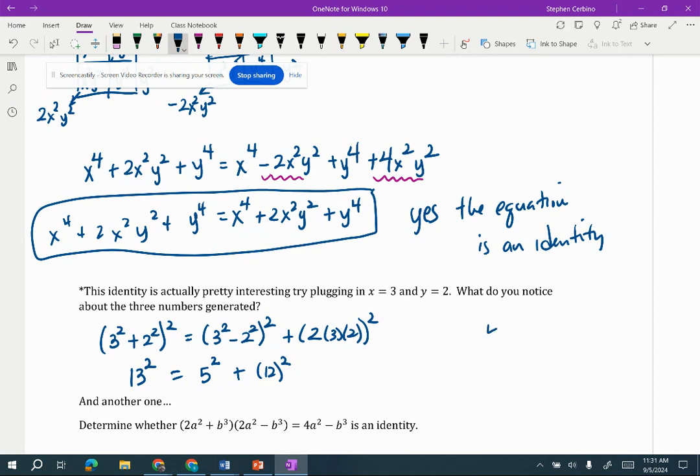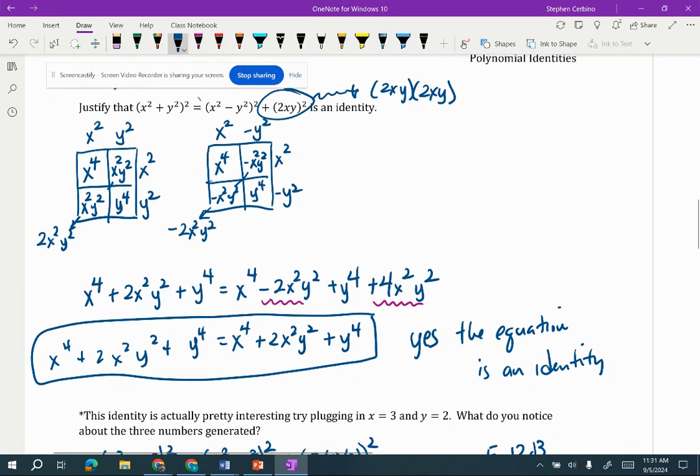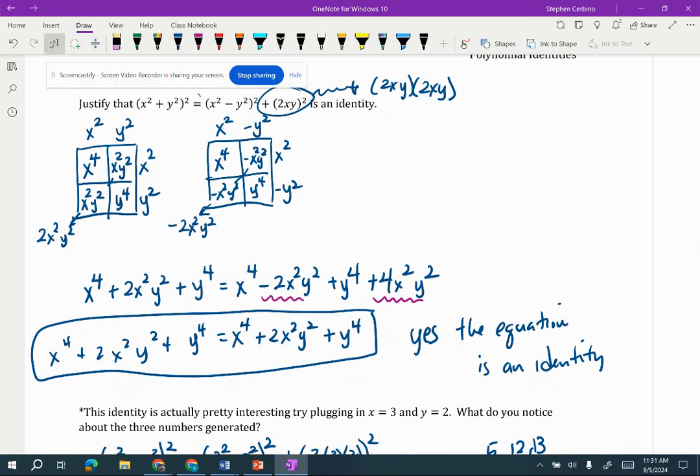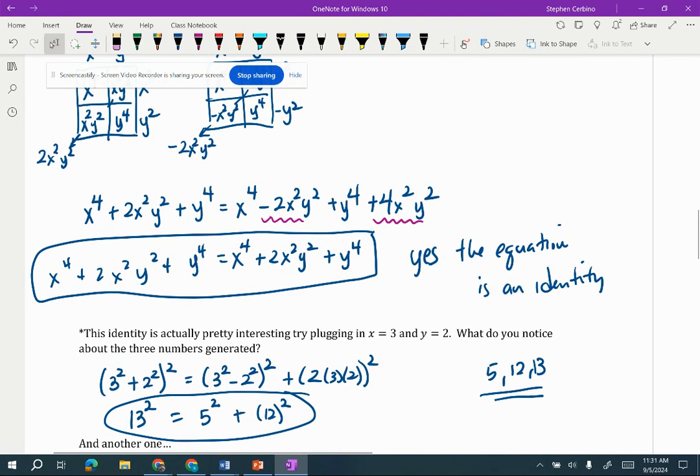Well, 5, 12, 13 is actually something that we call a Pythagorean triple, because this looks just like the Pythagorean theorem. So this identity actually helps us find some of the Pythagorean triples that are numbers that work for the Pythagorean theorem. Just a little interesting little factoid.